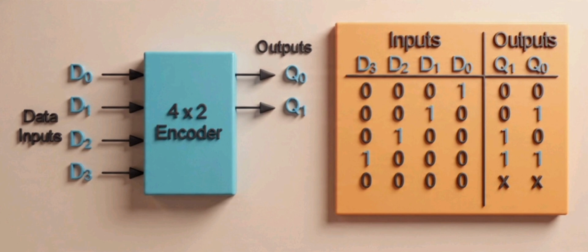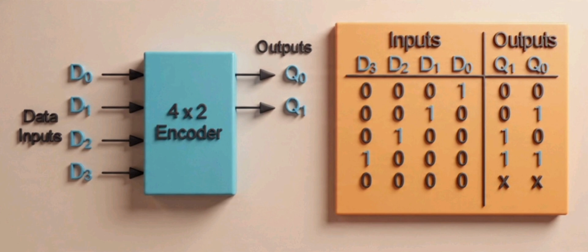It provides you a coded output for a specific input. If you want to select D1 in the form of a coded output, you see in the second row D1 is 1, other inputs are 0, and its coded output Q1, Q0 is 0, 1 respectively. For D2 in the third row the coded output is 1 0. For D3 in the fourth row the coded output is 1 1.